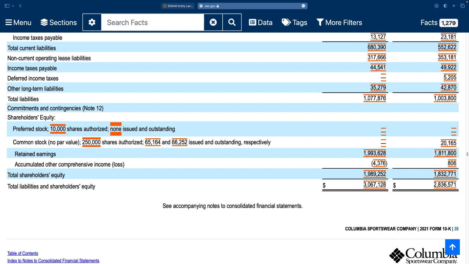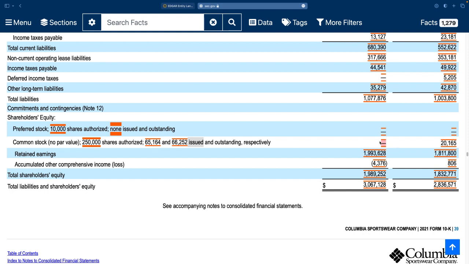The 250,000 shares is how many shares they could sell. But that doesn't mean they sold them. The sold number is the issued shares, right? So the issued shares are the sold shares. So this company actually sold 65,164 shares of stock.